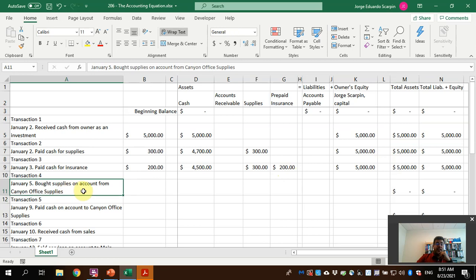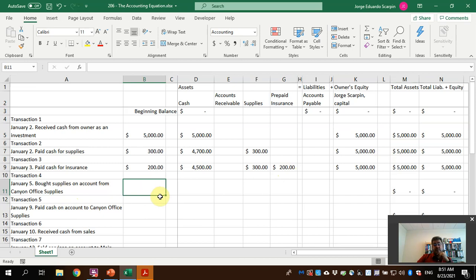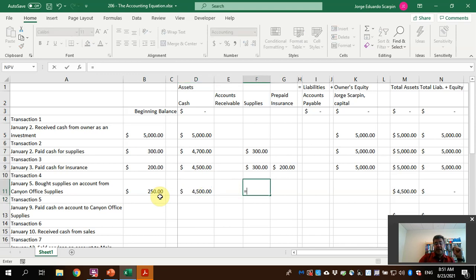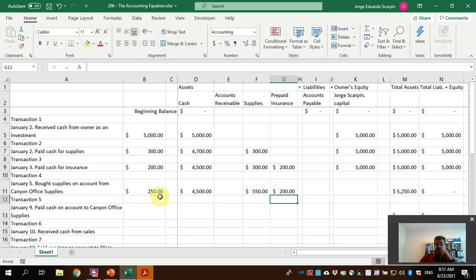$5,000. Transaction 4 is a little bit different: supplies on account. So we are purchasing but not paying for it. Let's consider here 250. If we are not paying, our cash remains the same. Supplies, now we are purchasing an additional $250. So 300 plus 250. Prepaid insurance remains the same. So now look here. My total assets go from 5,000 to 5,250.